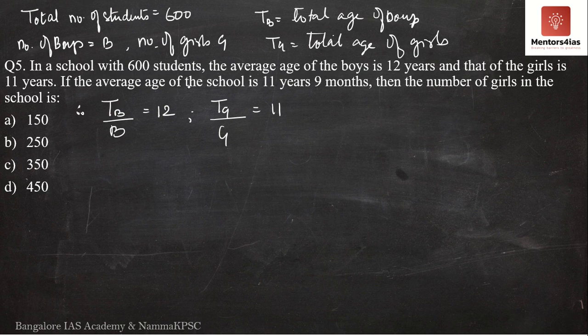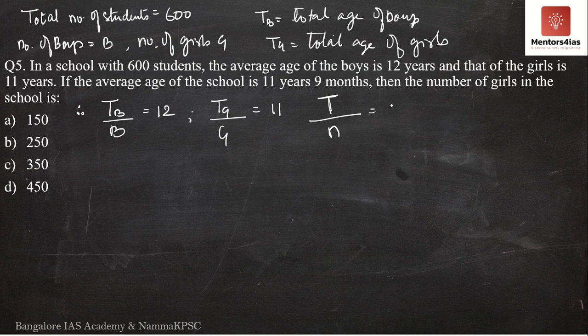Similarly, the question is also saying if the average age of the school is 11 years, 9 months, then what is the number of girls? How do we get the average age of the school? Average age of the school is nothing but the total sum of all the ages of all the boys and girls in the school, that is T, divided by the total number of students. What is the total number of students? The total number of students is nothing but the number of boys plus number of girls.